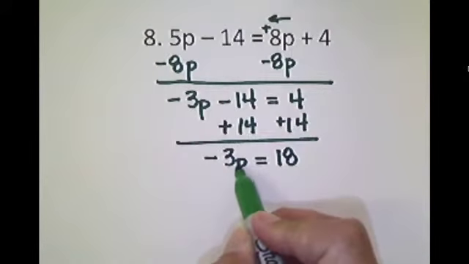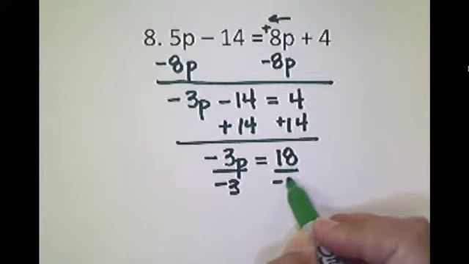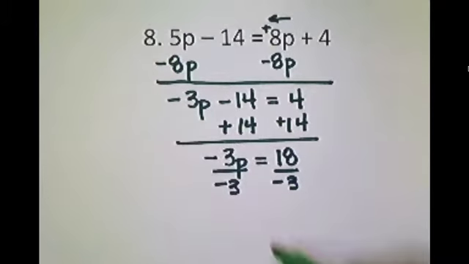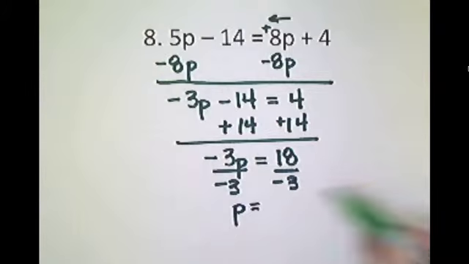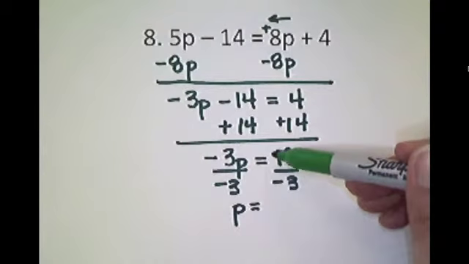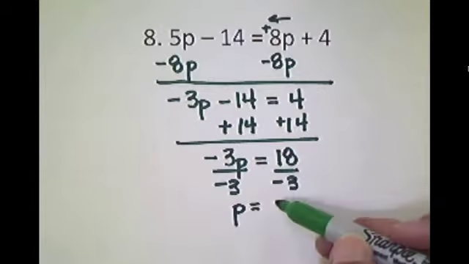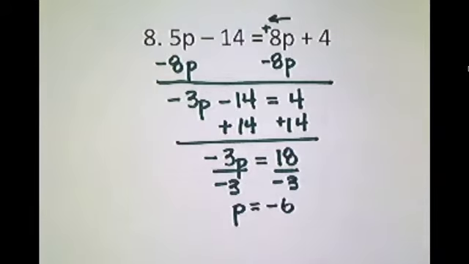Negative 3 is multiplied by p, so we are going to divide both sides by negative 3. Division works exactly like multiplication. If the two signs are the same, then your answer is going to become positive. But when you have one positive and one negative, your answer is going to be negative. And 18 divided by 3 will give us negative 6.